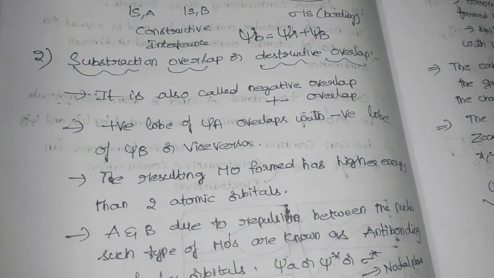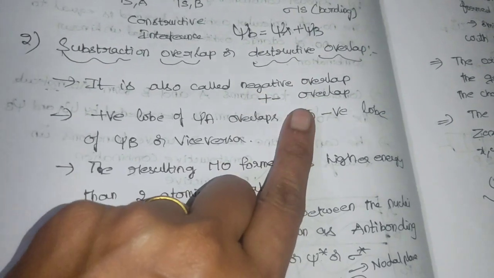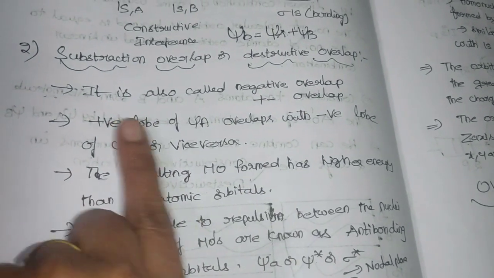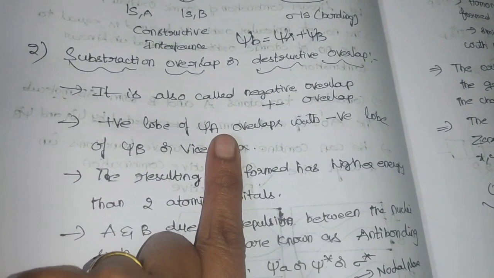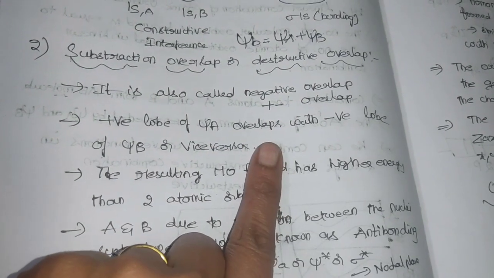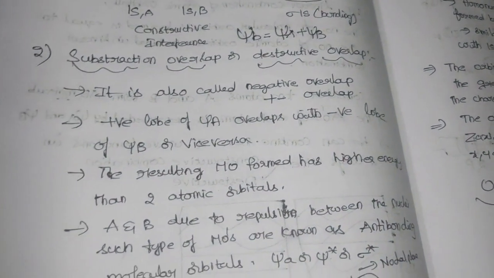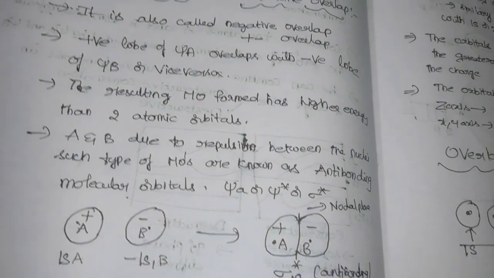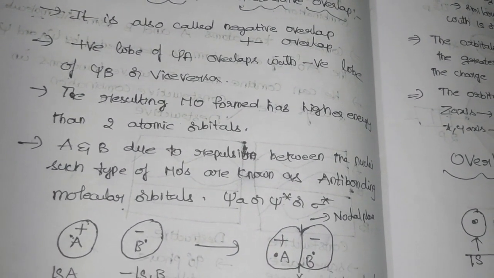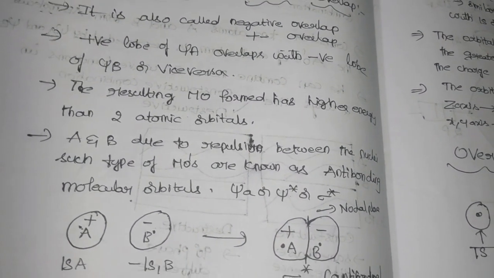Next we will understand what subtractive overlap, or destructive overlap, is. It is also called negative overlap, plus-minus overlap. The positive lobe of psi A overlaps with the negative lobe of psi B, or vice versa, the reverse can also take place. The resulting molecular orbital will have higher energy than these two atomic orbitals.